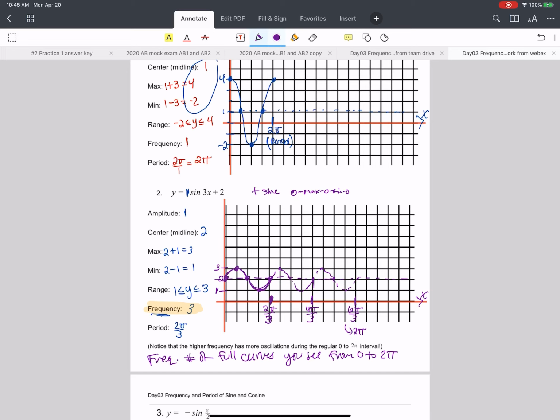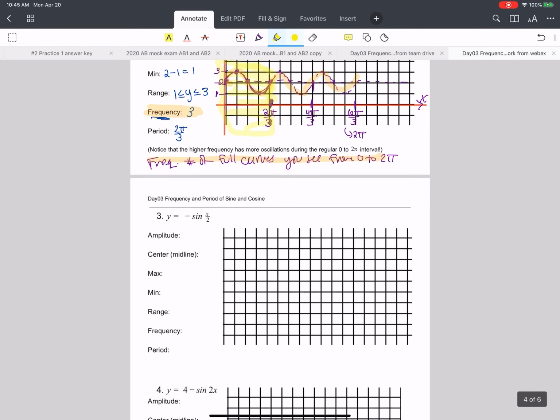Notice the higher frequency has more oscillations. So this frequency was 3, so I see 1, 2, 3 from 0 to 2 pi. I know we only had to graph one full curve, so we were really done after we did this first part. You didn't have to keep going. This part up to here is all you needed to do, but I just wanted to point out what's happening. And if you look at the top one, the frequency is how many full curves do you see from 0 to 2 pi? 1. That is why the frequency is 1. Okay, they all go together.